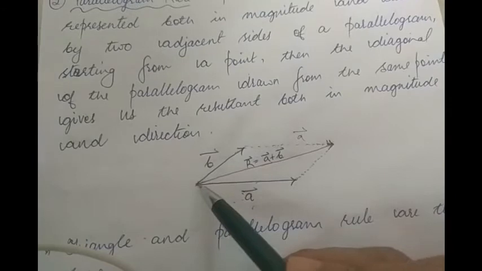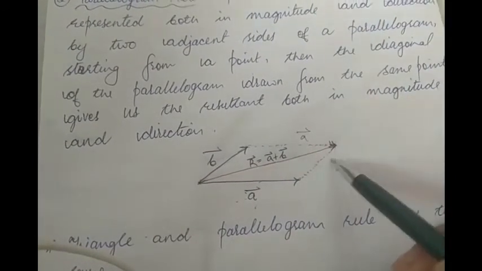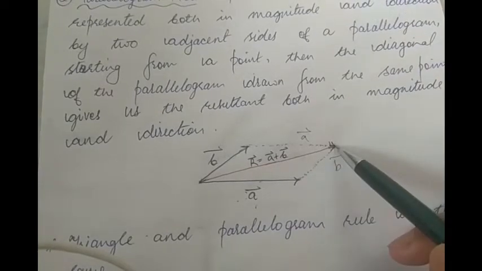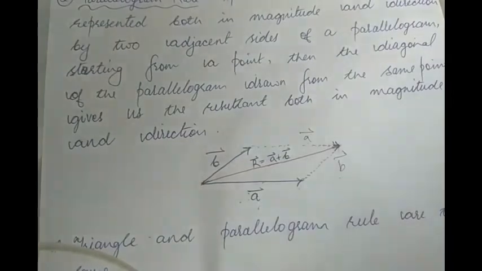Likewise, mind you, if this is vector B, then this is also vector B. Remember that. Since it has the same direction and the same magnitude, this is also vector B. Remember that.